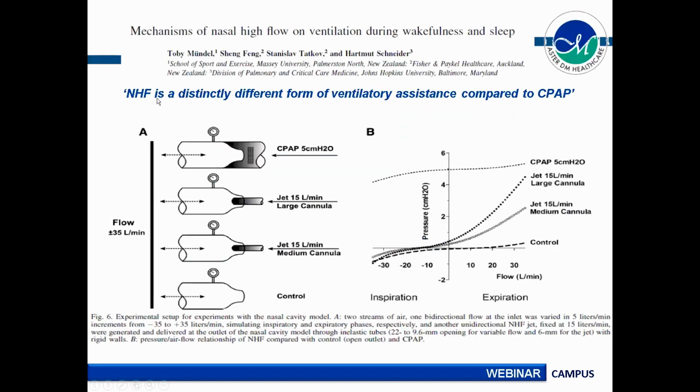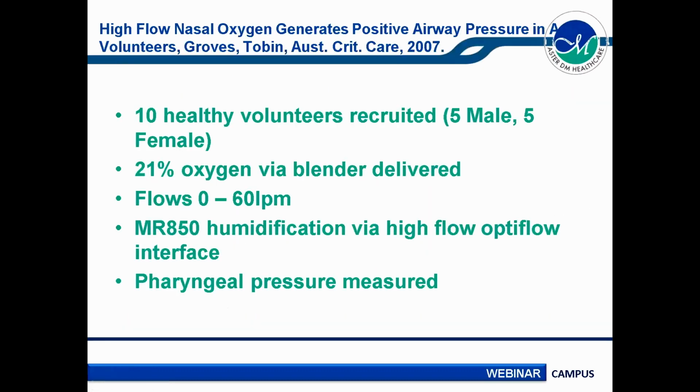So the high flow is distinctly different from ventilatory assistance compared to CPAP. Here you can see the CPAP of 5, a jet ventilation 15 liters, and again 15 liters a nasal cannula and control. But here you can see the CPAP effect. So basically, high flow oxygen on ventilation during wake and sleep. Nasal high flow is distinctly different from ventilatory assistance compared to CPAP.